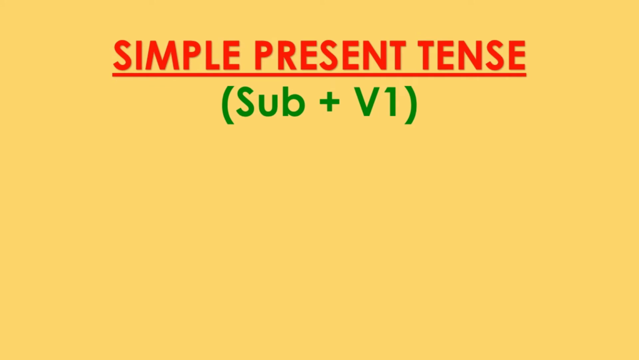In order to construct a sentence in simple present tense, we use the first form of the verb after the subject. Here V1 refers to the first form of the verb. So how do we construct sentences in simple present tense? Let us have a look.